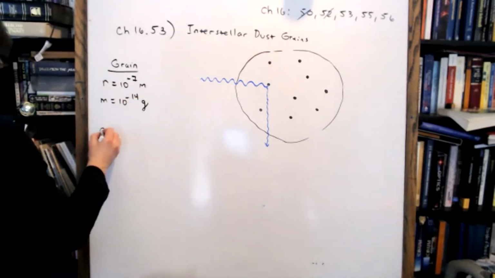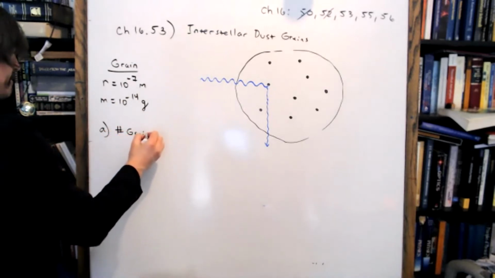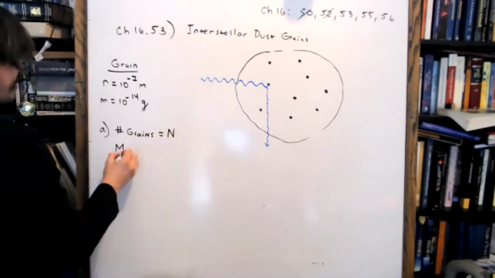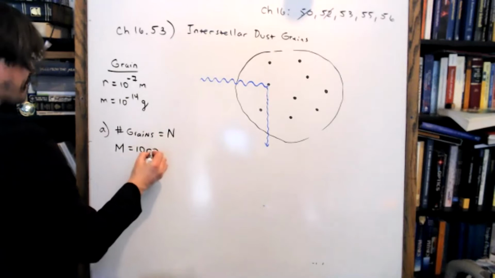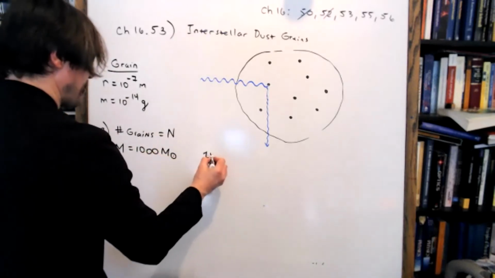Estimate how many dust particles there are in a cloud containing 1,000 solar masses of dusty gas if 1% of the cloud's mass is in the form of dust grains.